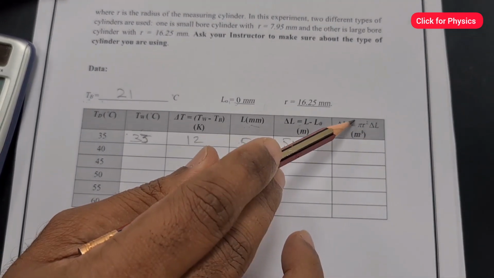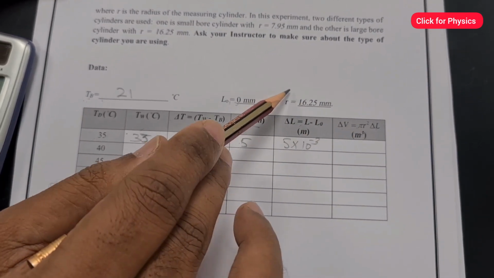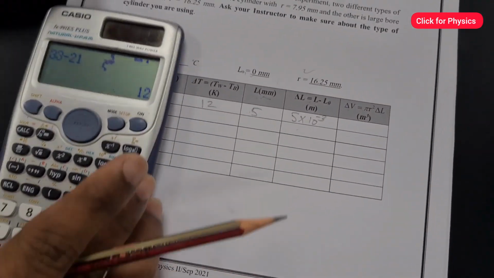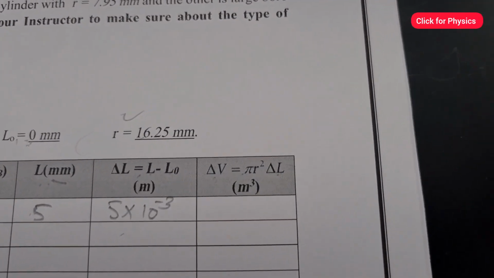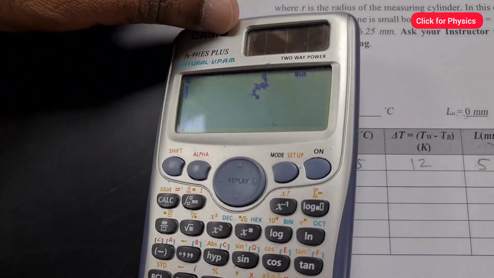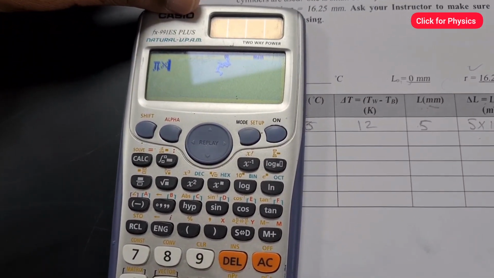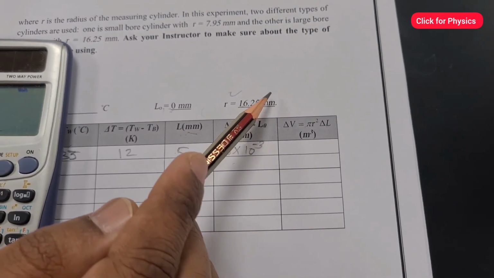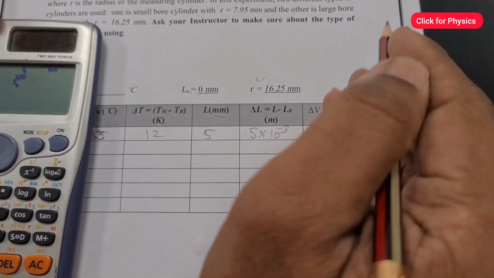So once you got this delta L, you can easily find the delta V by using this formula. What is that formula? Pi r square delta L. Pi value 3.14, r value is already given here, and delta L here. When you work it out, better I can just show you the calculation. Pi value, shift, pi value, multiplied by r square. What is the r square, my dear? This is very, very important. Your r value is given in millimeter. Again you have to convert this to meter. If you convert, what will you get?